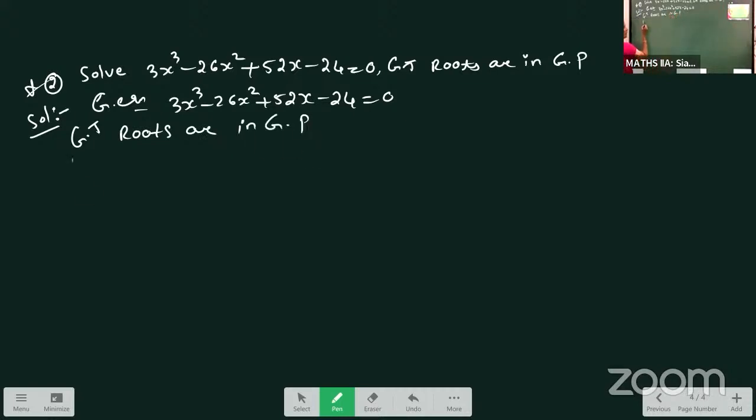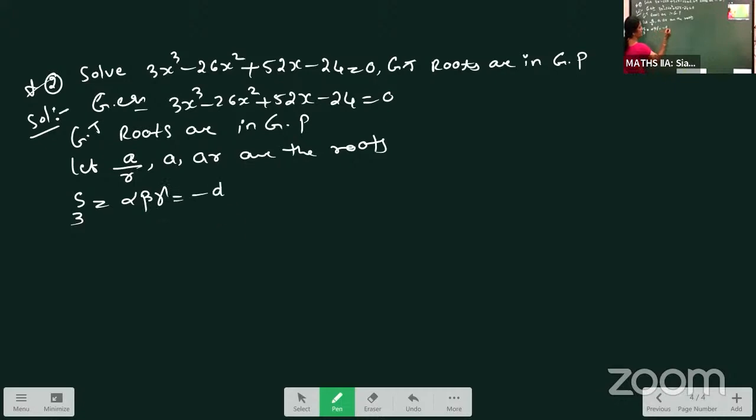When roots are in GP, what roots do we have to suppose? Let a by r, a, ar be the roots. When roots are in AP, we took S1. When roots are in GP, directly go for S3. What is S3? Alpha beta gamma is equal to minus d by a. Alpha means a by r, beta is a, gamma is ar, is equal to minus d by a.